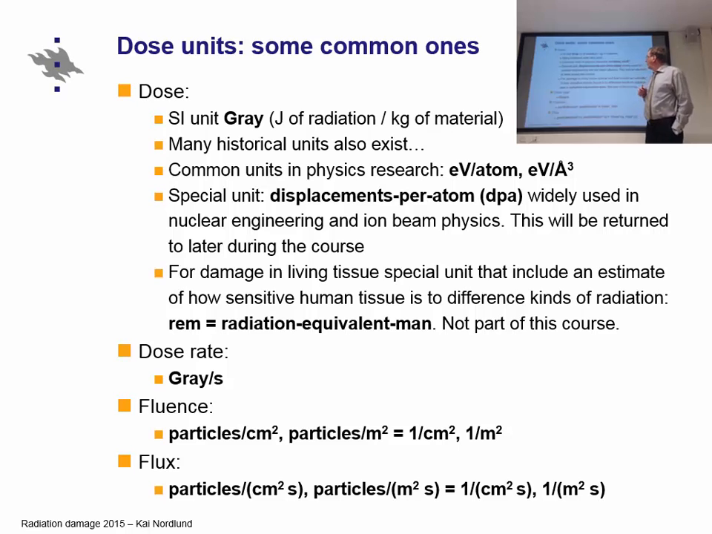Well, then for dose rate, obviously, you can take any of the dose units and divide by time. So the official unit is then, of course, gray per second. Then for fluence, it's particles per square centimeter or square meter, or just 1 per square centimeter or 1 per square meter. And then flux is the same, but also divided by time. Of course, one can use any length unit here, but these are the most commonly used ones.